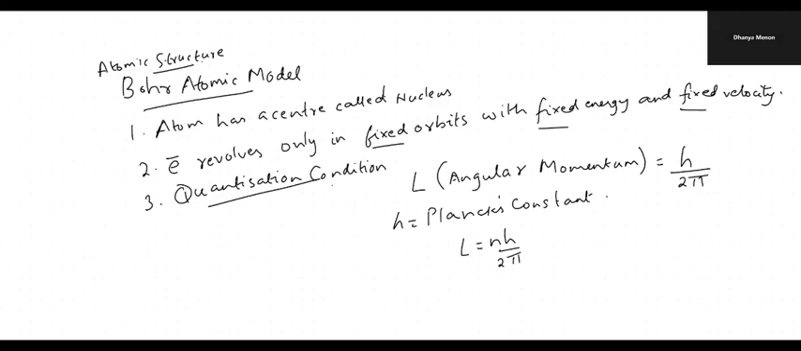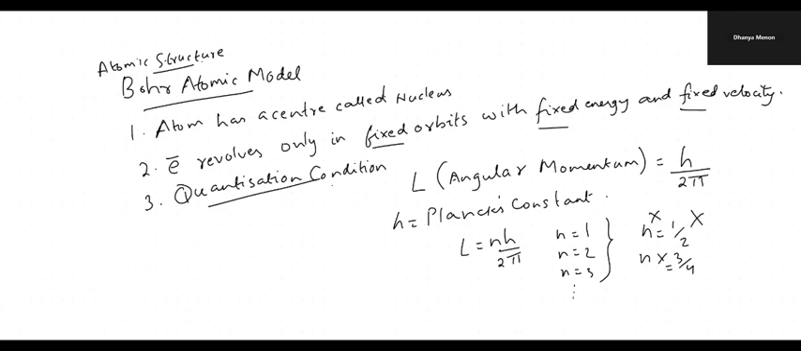So n can be 1, n can be 2, n can be 3, etc. But n cannot be 1 by 2, and n cannot be 3 by 4. Basically, n cannot be a decimal. It should be a whole number, giving an integral multiple of h by 2 pi.